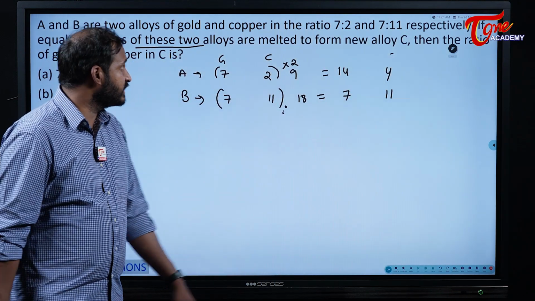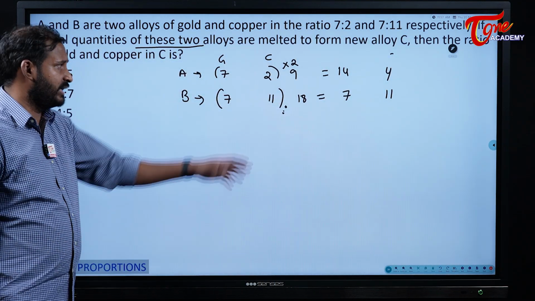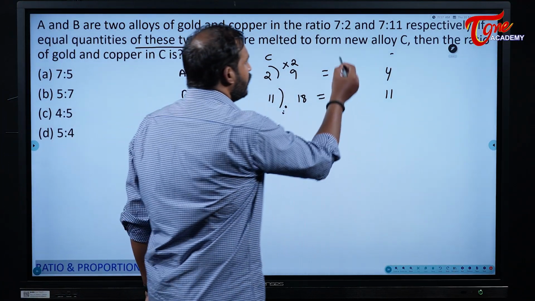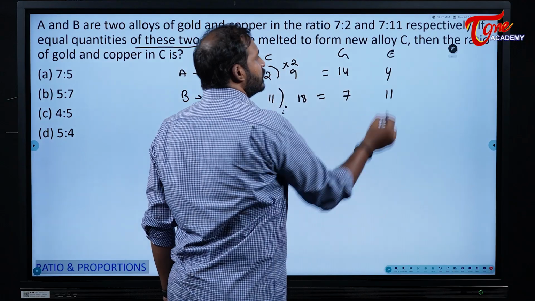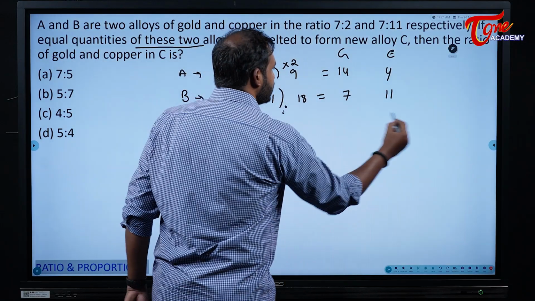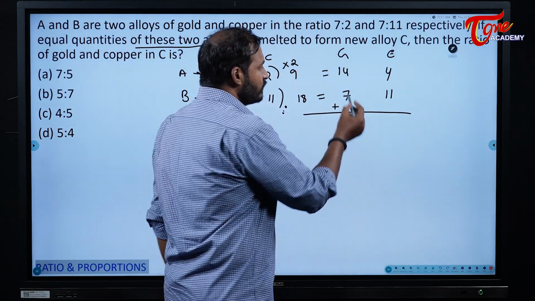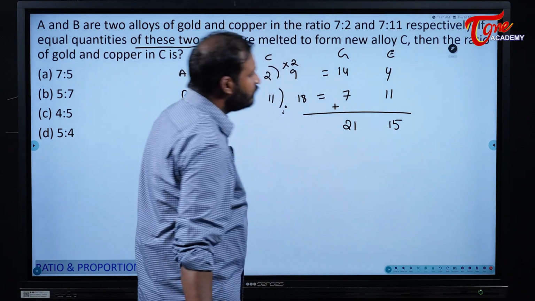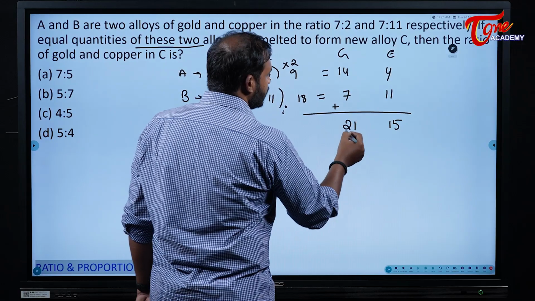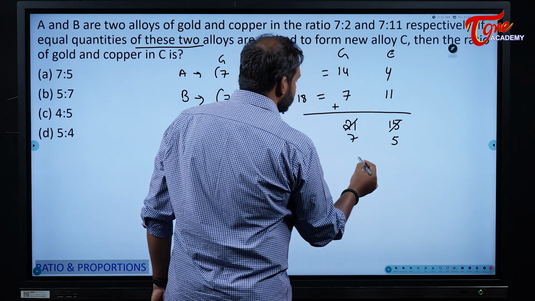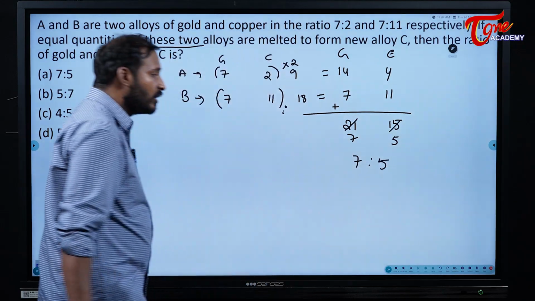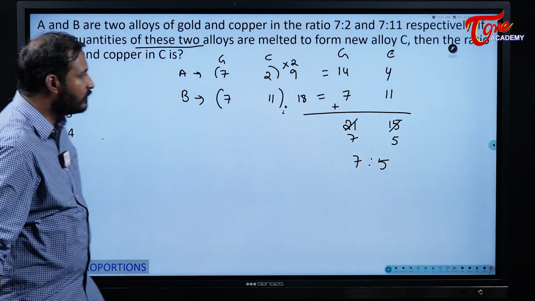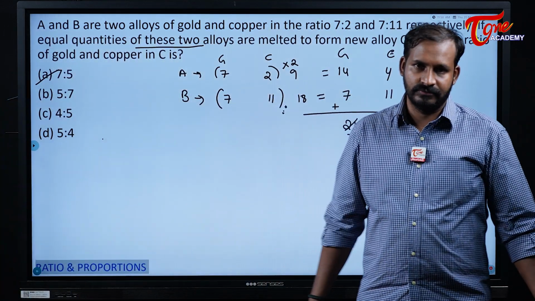Okay, now we are mixing these two in equal quantities, that means same quantities, to form another alloy C. So when I mix these two, what I need to do is add them. So 14 plus 7 becomes 21, 4 plus 11 becomes 15. So now the new ratio between the gold and copper is what? 7:5. 7:5 is the ratio between the gold and copper in my new alloy. Right? Next one.